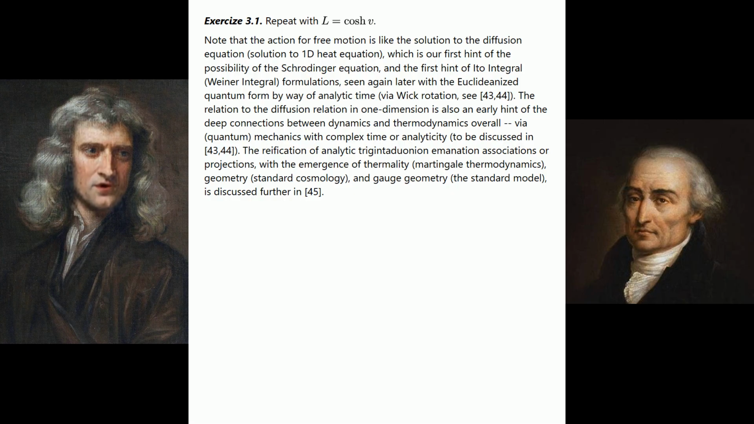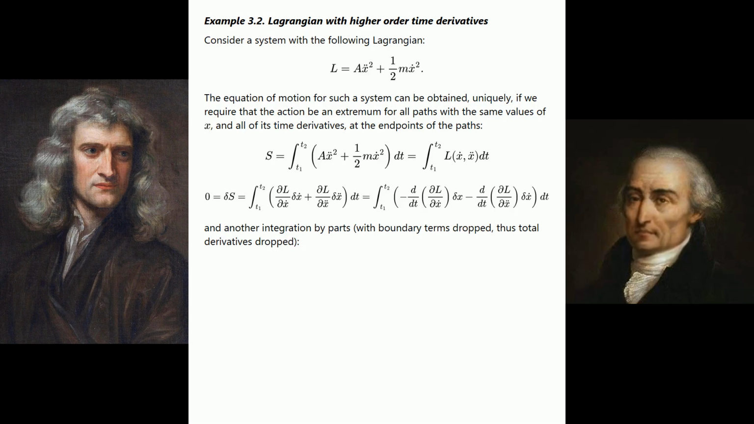The relation to the diffusion relation in one dimension is also an early hint of the deep connections between dynamics and thermodynamics overall, via quantum mechanics with complex time or analyticity, to be discussed in the reification of analytic trigenta-duonian emanation associations or projections, with the emergence of thermality, martingale thermodynamics, geometry, standard cosmology, and gauge geometry, the standard model, is discussed further in Example 3.2.